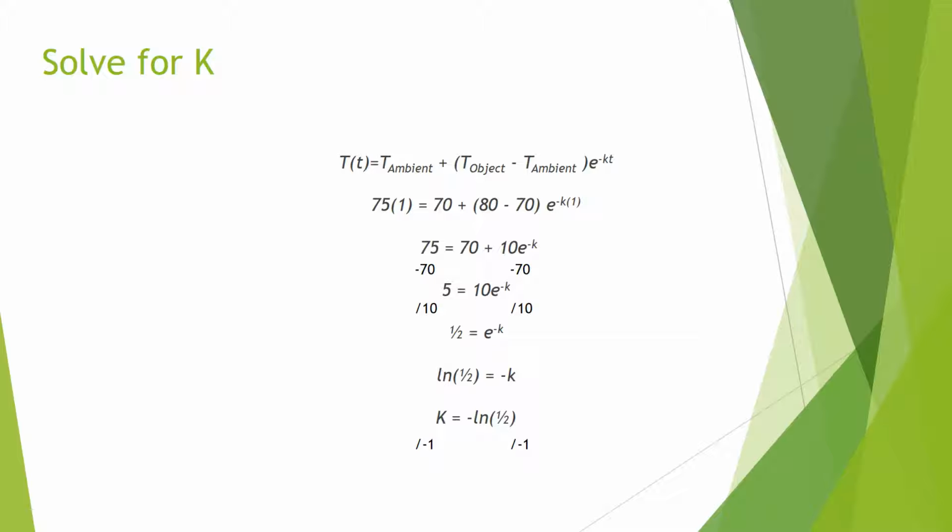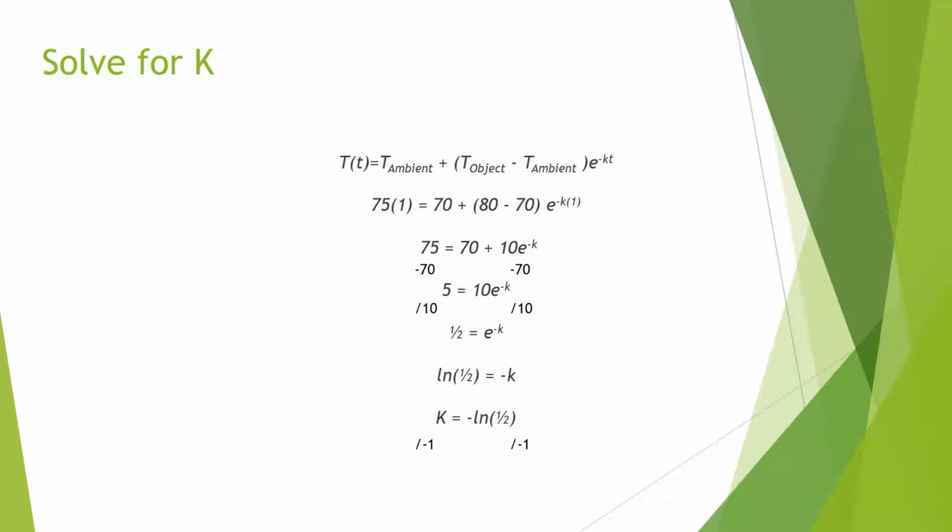After plugging in all those values and simplifying, we are left with 75 is equal to 70 plus 10e to the power of negative k. Our goal now is to try and get e with the exponent by itself. So we're going to subtract both sides by 70, then again, we're going to divide them by 10, leaving us with 1/2 is equal to e to the power of negative k.